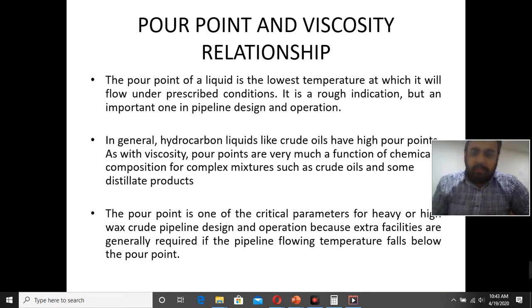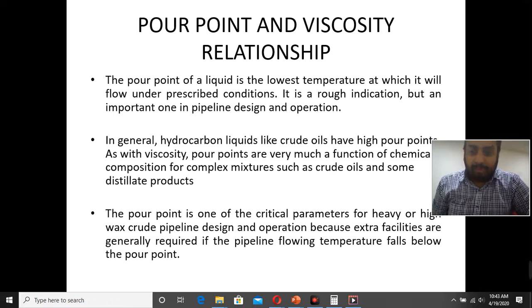Now, there is one more property that we need to understand, which is the pour point. Pour point is the lowest temperature at which the fluid will flow under given conditions. For example, if you have oil and at normal room temperature it is frozen, it cannot move. Then how can you transport it in the pipeline if it is not flowing? So every oil has its own pour point, its own temperature to flow.